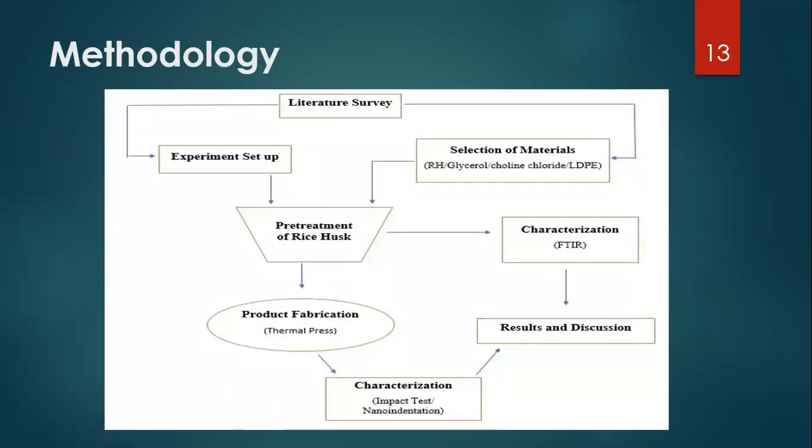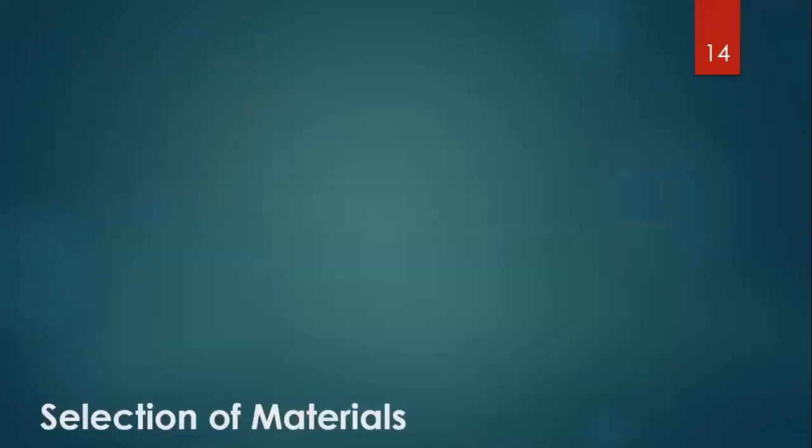Firstly, we did a literature survey, in which we learned what is composite, what is biocomposite, and what are sheets, where we can use them. And then we set up the experiment. Our first step is to select the material, and then select a chemical to pre-treat it, with which we can pre-treat our raw material. Then it is mixed with some other polymer, and we fabricate biocomposite sheets, and then characterization. Okay.